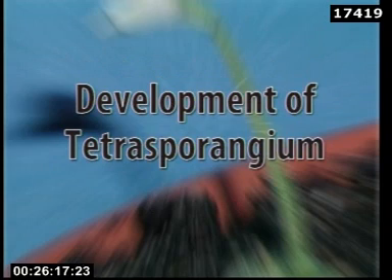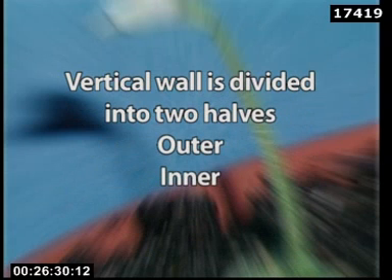Now the development of Tetrasporangium. The fertile pericentral cell is smaller in size than the other cells in the same tier. It divides by a vertical wall into 2 halves, outer and inner. The inner half of the fertile pericentral cell functions as the sporangial mother cell. It divides by a transverse wall into a lower stalk cell and an upper tetrasporangium cell. The tetrasporangium cell increases considerably in size and has a diploid nucleus.